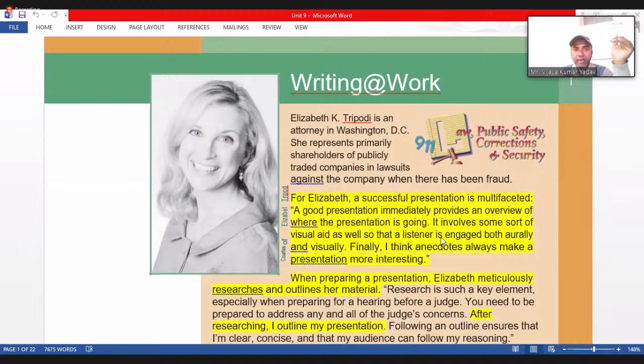So it helps to attract the attention of the audience, because if those topics and subtopics that you have included in the introduction are interesting to the readers, only then will those readers read further. If that is not interesting, the readers will immediately stop reading further.